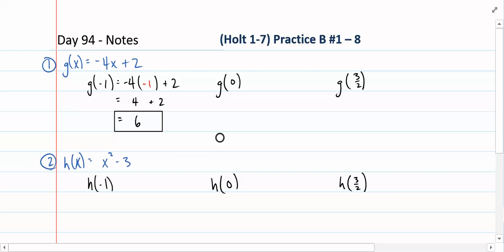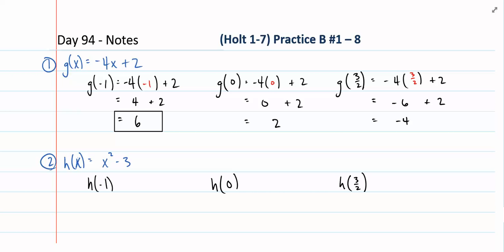I'd like for you to try the same in these next two examples for this function g. Pause the video and check your work. And here we go with the solutions. G of 0 is equal to 2 because negative 4 times 0 is 0. When we add that to 2, we get a total of 2.